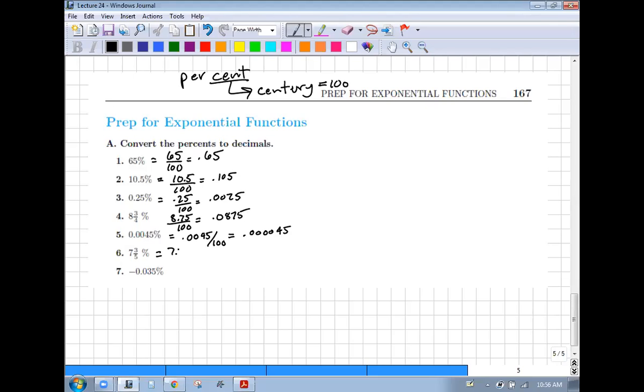So this is 7.6 per cent or 0.076. Here we have a negative percentage. This is negative 0.035% or negative 0.00035. Just moving the decimal to the left twice every single time because you're dividing by 100. That's what percent means, per 100.